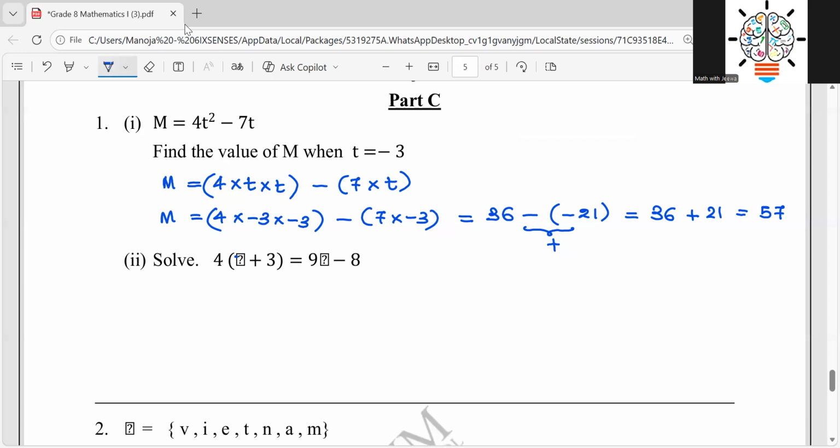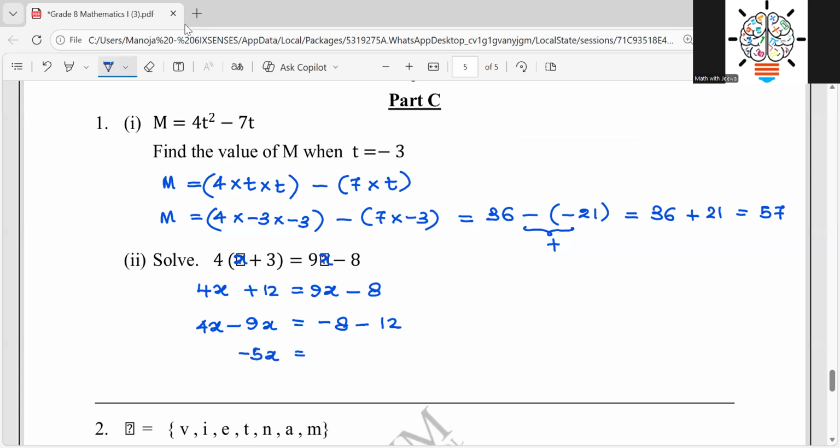Now let's say here it is x. I think it is x. I don't know. 4 times x, 4x. 4 times 3, 12. And this is 9x minus 8. Then I write 4x minus 9x. And then the -8 minus 12. Then the 4x minus 9x, the answer is -5x.